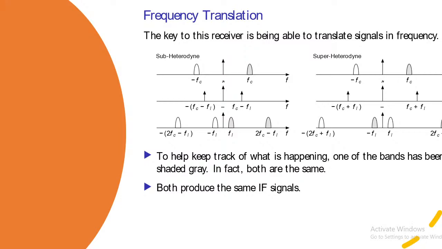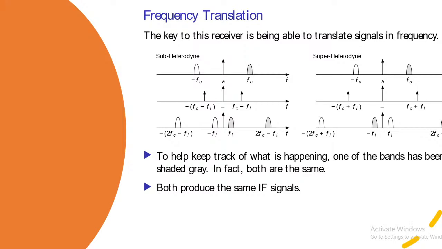And in superheterodyne, Fc is increased by the intermediate frequency Fi, whereas in subheterodyne, Fc is decreased by the intermediate frequency, so Fc minus Fi. Then you take the difference of these two, the top figure and the lower figure, and do the convolution. Once the top one and lower one are convolved, you will find the shaded portion of Fi and the unshaded portion of Fi, like the left one for the subheterodyne.